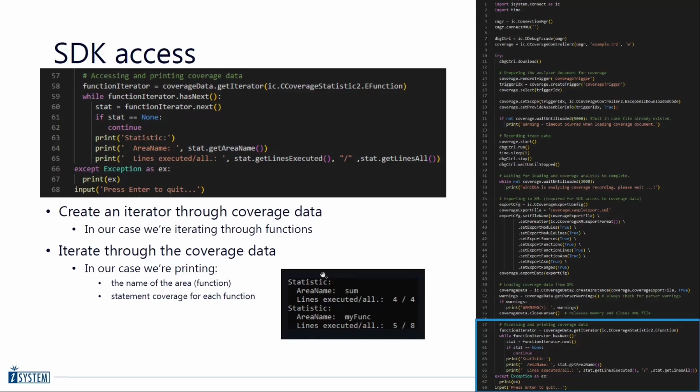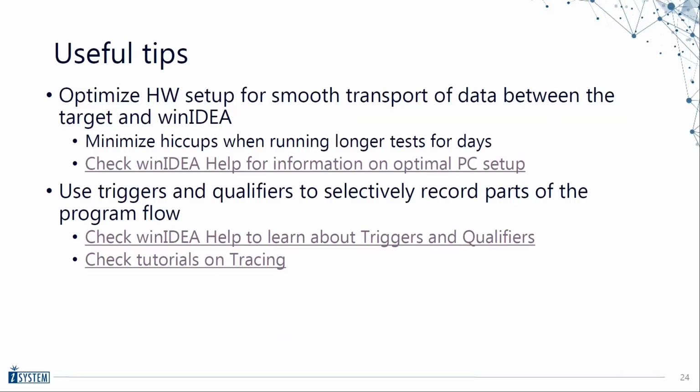And this is how you use the iSystem Connect SDK to get coverage data. You could also use this to create an HTML export if you wanted to. I just wanted to show an additional step on how to parse the coverage information within the SDK. And this is it for today.